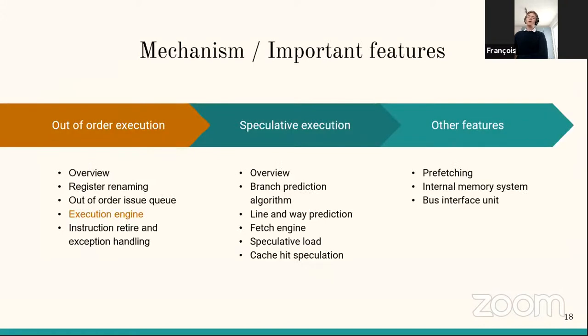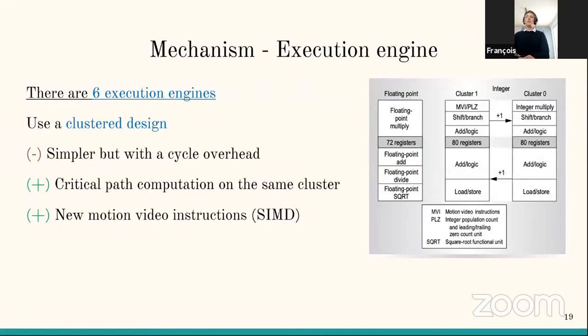Then the next part of the out-of-order processor is the execution engine, which is maybe the most important part. As I said before, we can see here we have six execution engines. We have the first with floating point multiply. Then we have the register, floating point add, floating point divide, floating point square root. So here we have two execution engines for the floating point instructions, and four execution engines for the integer instructions. So as you can see, there are two clusters.